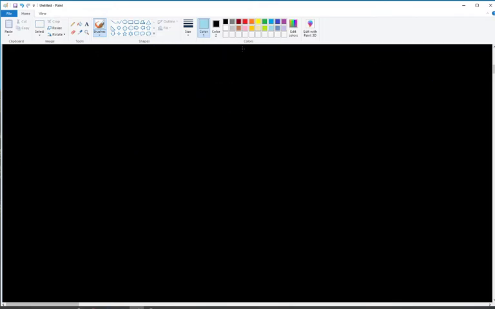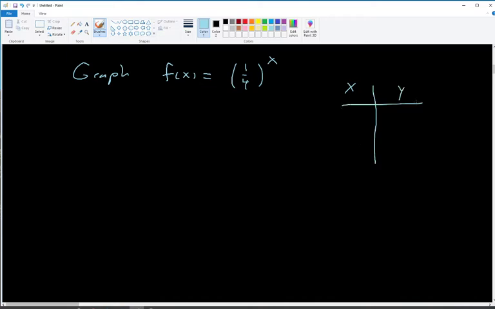So let's see here. For this one, we want to graph f of x equals 1/4 to the x power this time. So again, since we want to graph this, we're going to build our table of values. We got -2, -1, 0, 1, and 2. So we get 1/4 to the -2, 1/4 to the -1, 1/4 to the 0, and 1/4 to the first, and 1/4 squared.